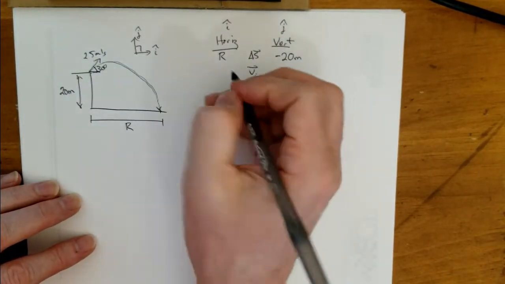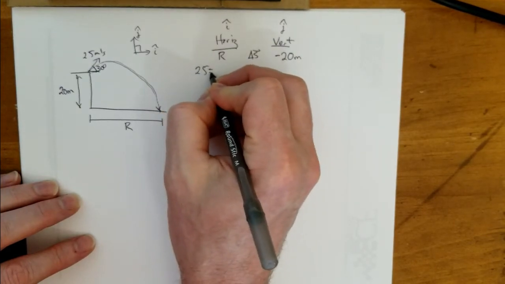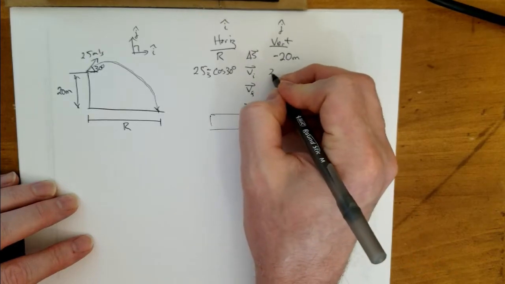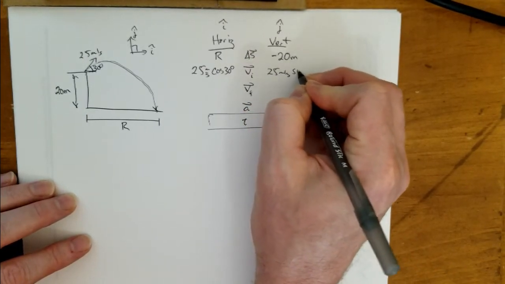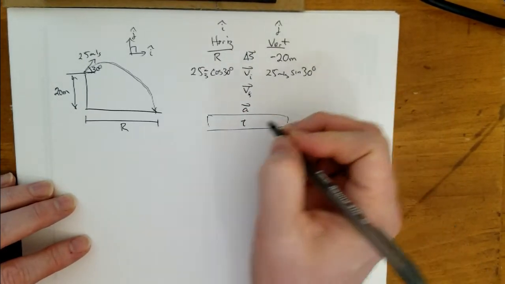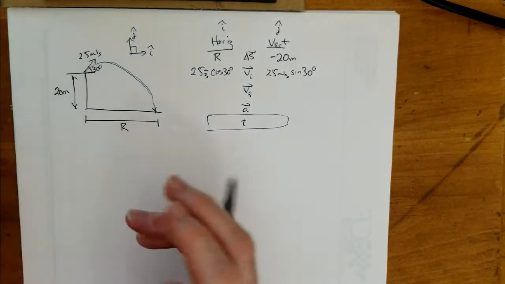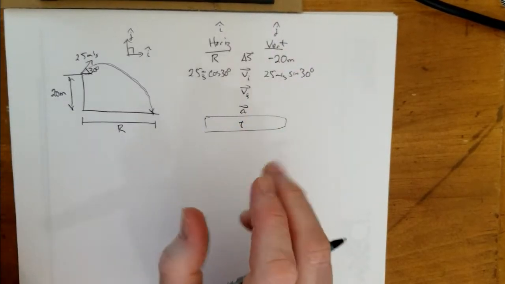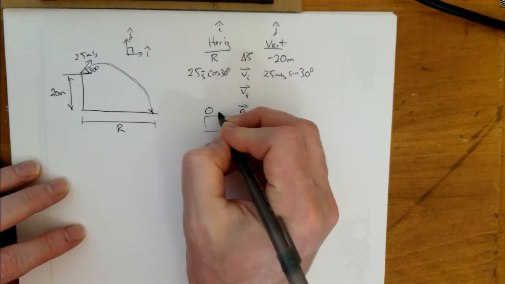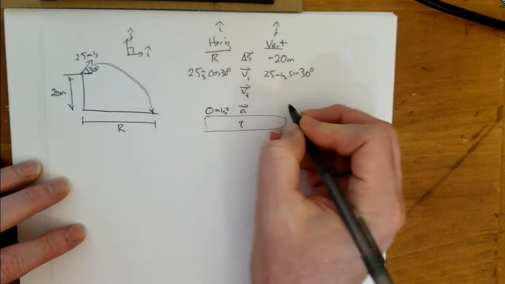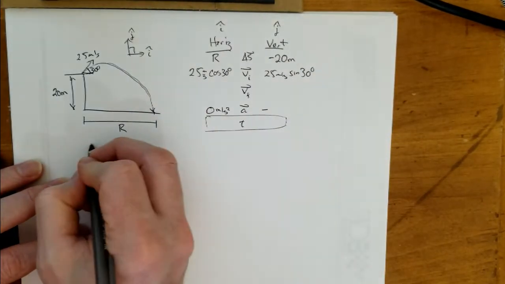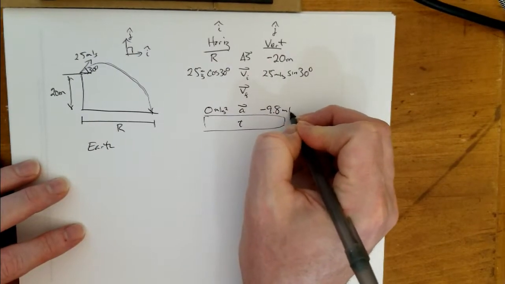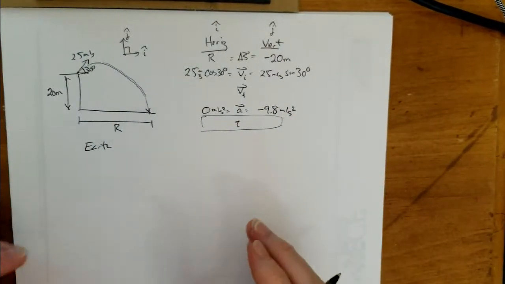My initial velocity will be 25 meters per second times the cosine of 30 degrees, and this is 25 meters per second times the sine of 30 degrees. Final's not given. It's easy enough to know what that's going to be, but we don't officially know it at this point in the problem. Acceleration horizontally is 0 meters per second squared, and here it's negative. Let's make this Earth: 9.8 meters per second squared. So this is what we're starting with.